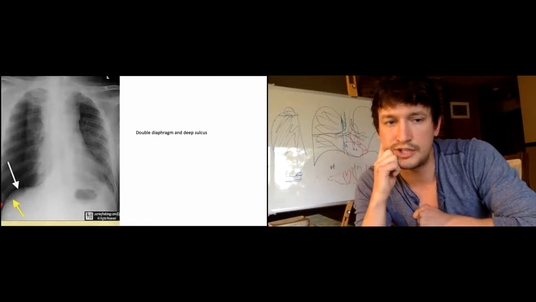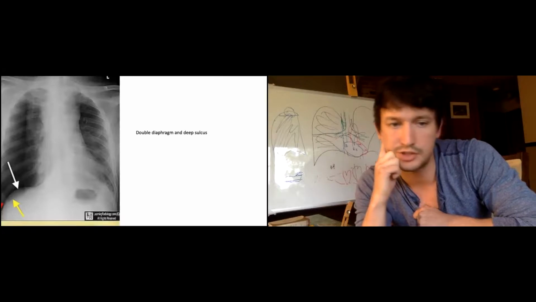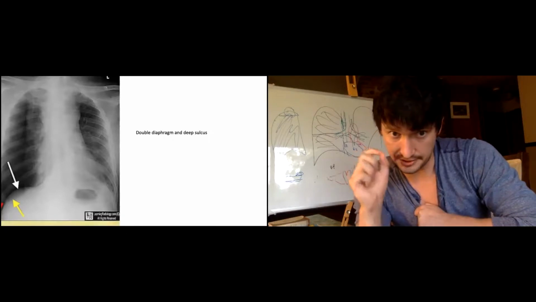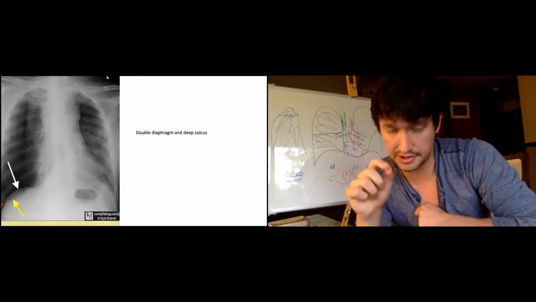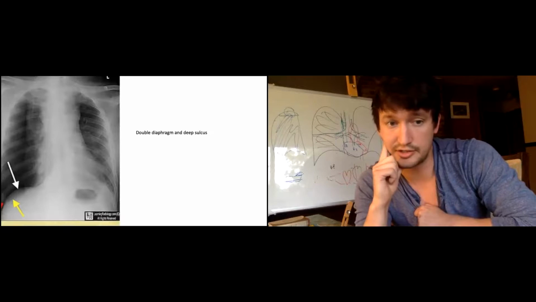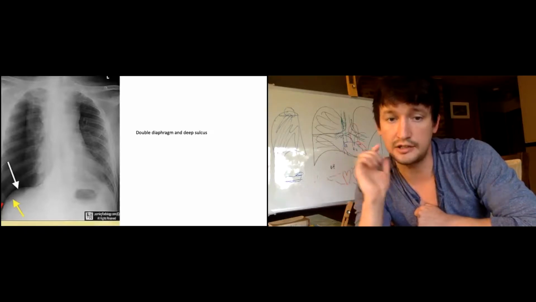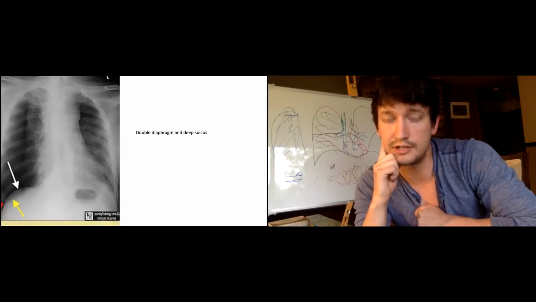Okay, this right here just shows the deep sulcus. It's a little bit off screen, but compared to the left side, you can see how deep that sulcus is. And then there's also the double diaphragm sign, where you can see both the anterior part of the diaphragm and the posterior part, just outlining the diaphragm with air, which can be a sign of a pneumothorax. Next slide.